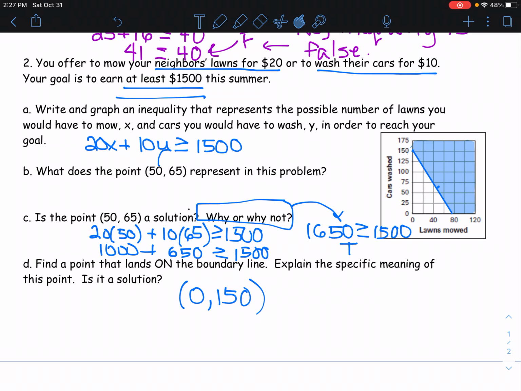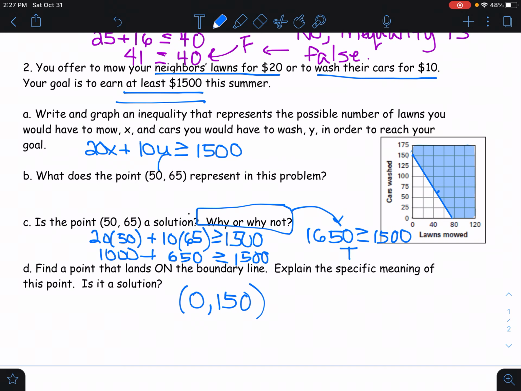Explain the specific. Is this a solution? Yes, because this boundary line is solid. If it were dashed, then that would not be a solution. So explain the specific meaning of this point. So 0, this would be 0 lawns mowed, 150 cars washed.